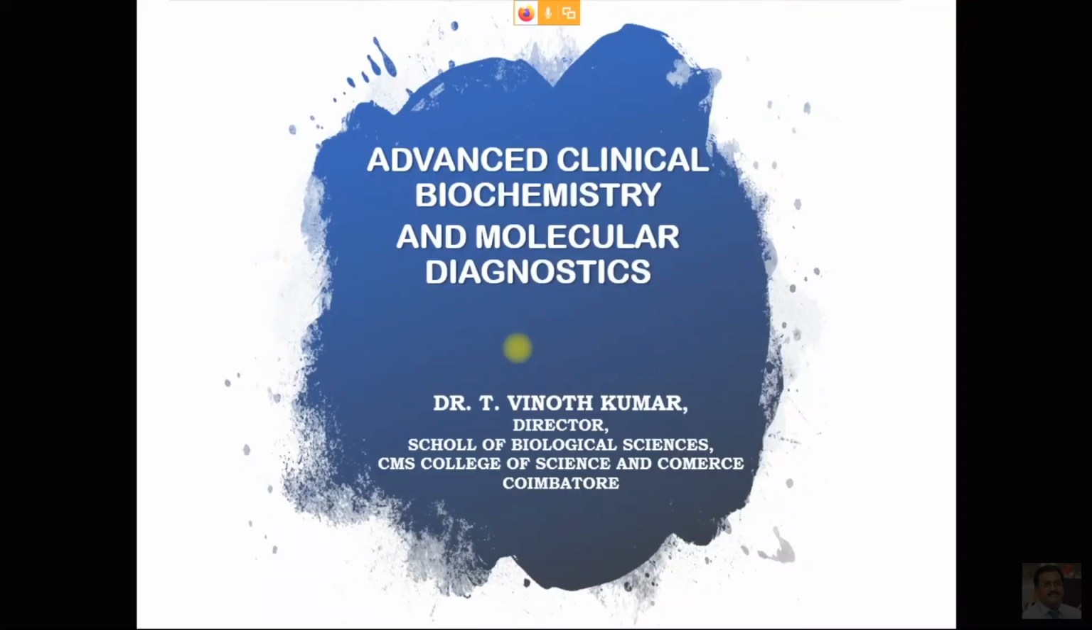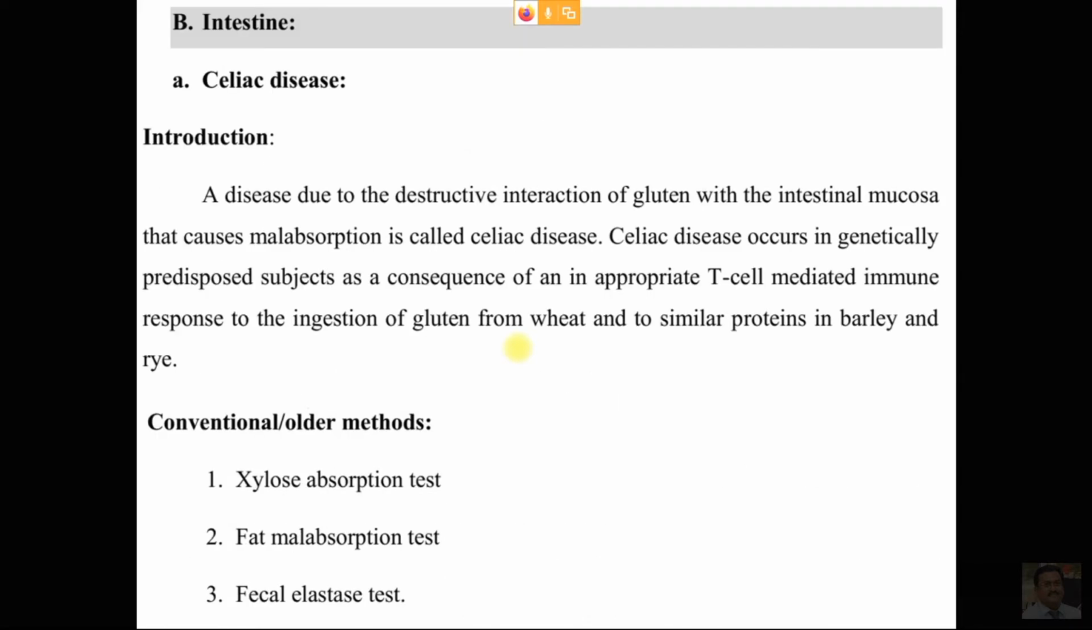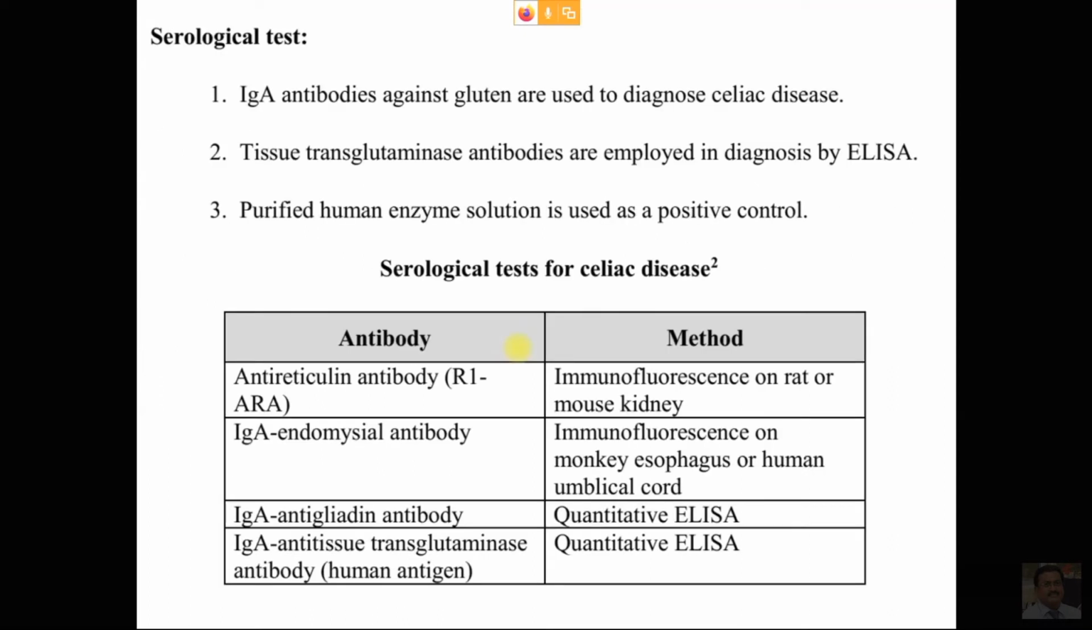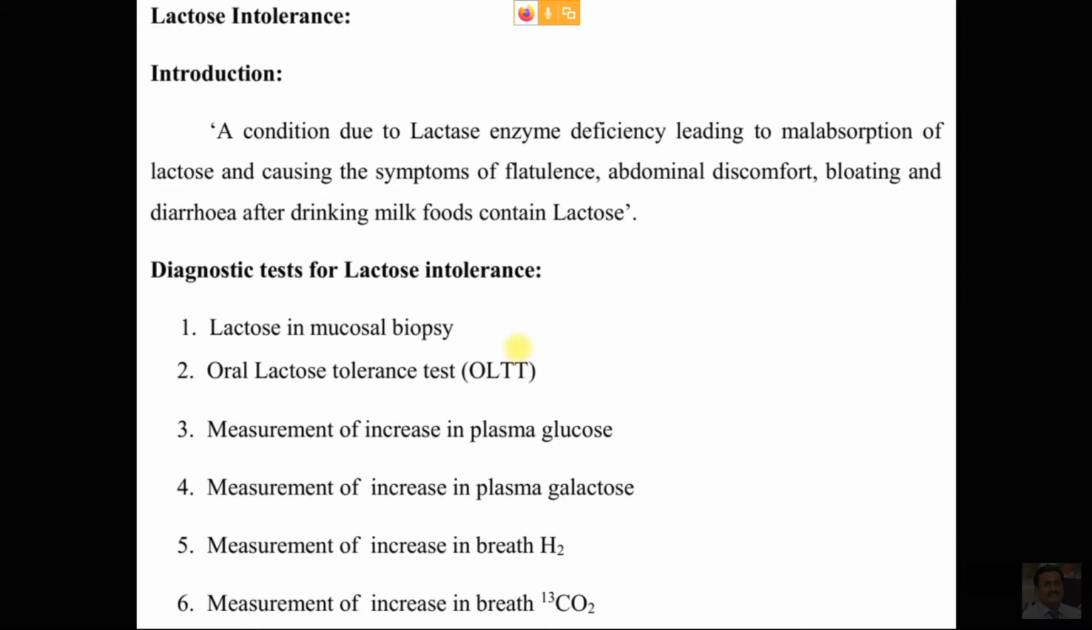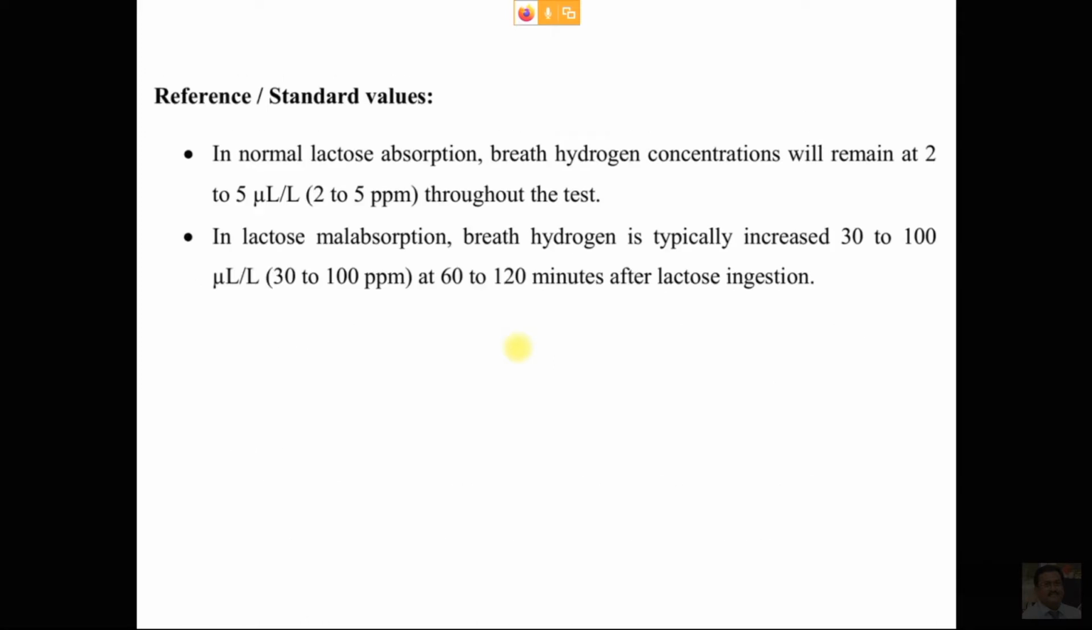Advanced clinical biochemistry and molecular diagnostics subject, and we already completed Zollinger-Ellison syndrome in the previous class. So lecture 3 is over, and celiac disease is also completed, with all the serological tests for celiac disease, and lactose intolerance also, and the oral lactose tolerance test is also conducted, maybe for the confirmation of lactose intolerance. This is also completed, and this is a normal reference level.